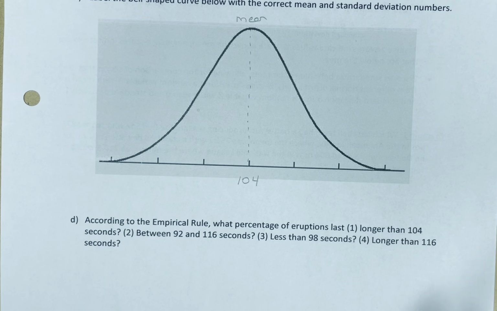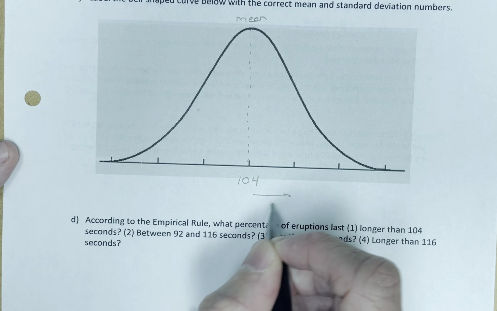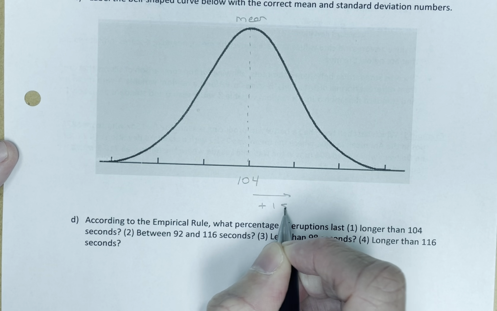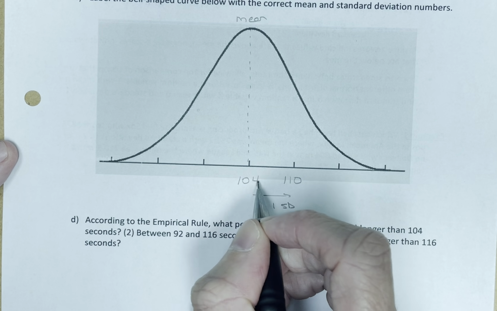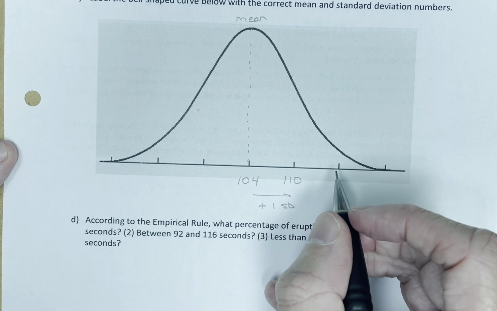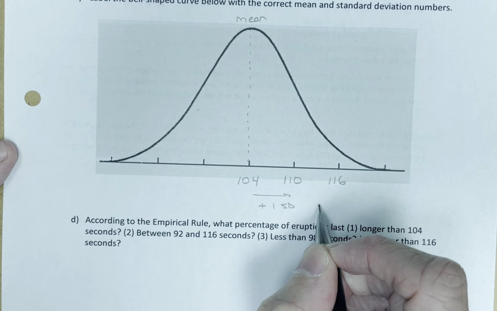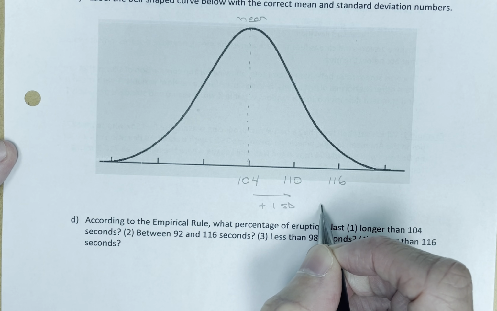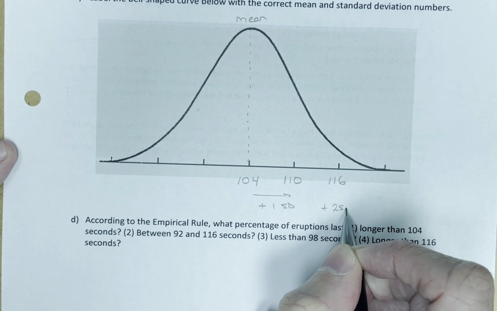So if I add 1 standard deviation, this is going to be 110. I added 6. And then I'm going to add another standard deviation, adding 6 to get 116. And this is the mean plus 2 standard deviations.